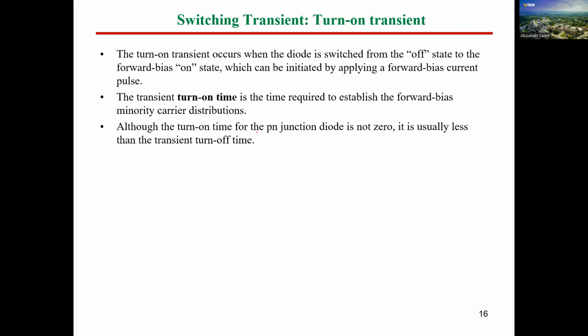Although the turn on time of a PN junction diode is not zero, zero is the ideal case, okay? So practically it's not zero, it is usually less than the transient turn off time. Why don't we have a long time for turn on like what we have in turn off? Because of the reverse recovery. Okay, guys. So this is just a quick discussion about the transient performance of a PN junction diode.